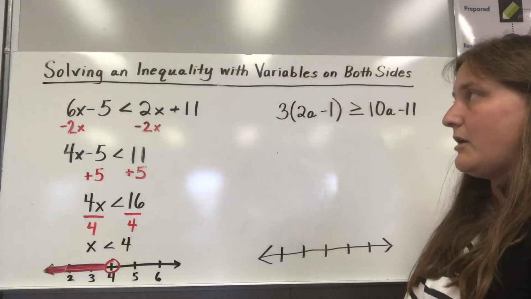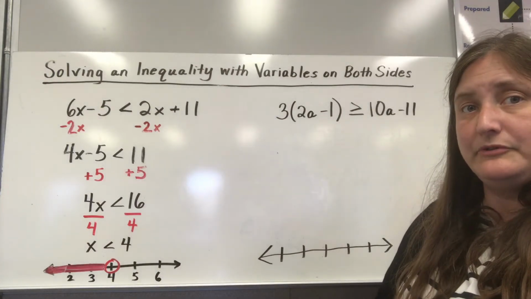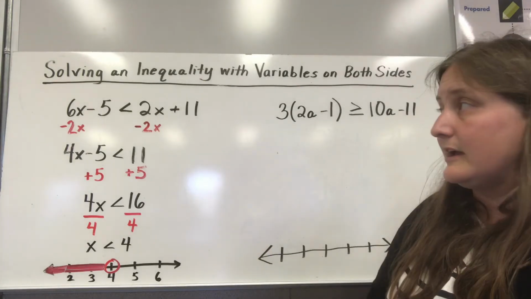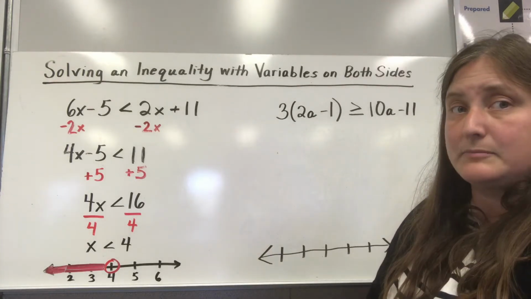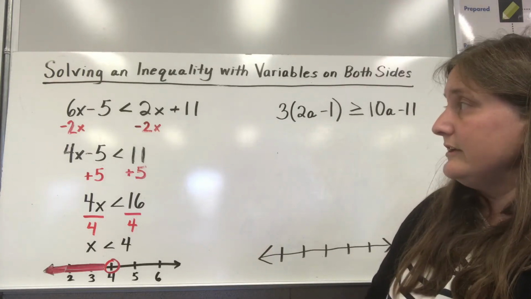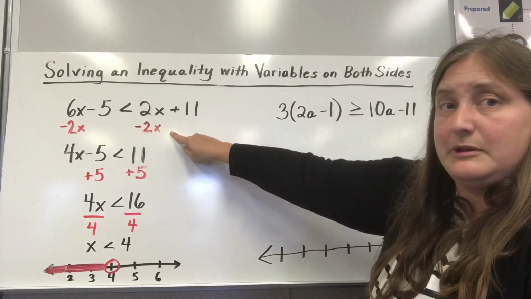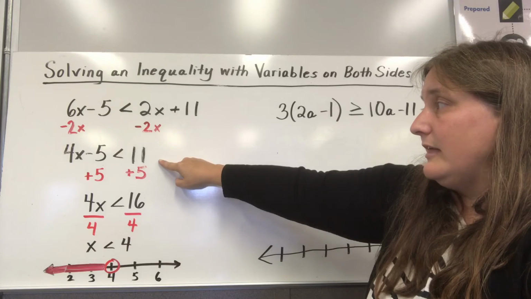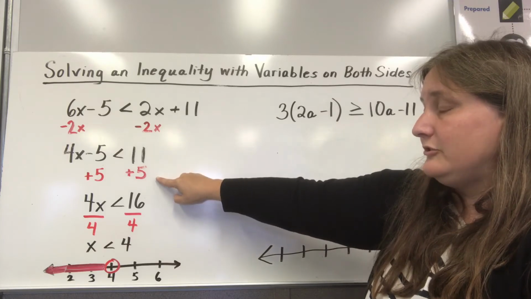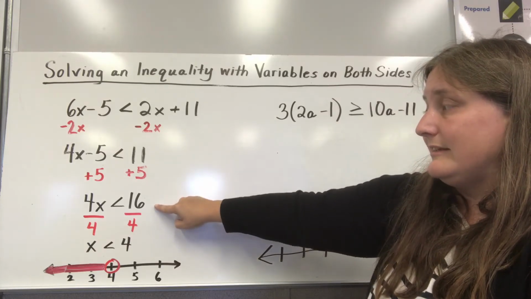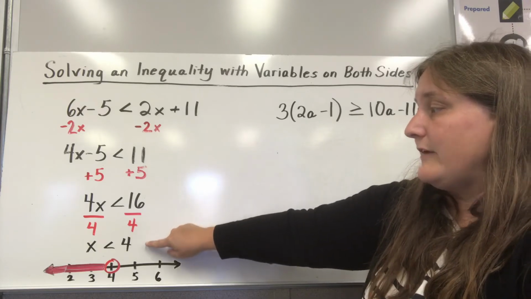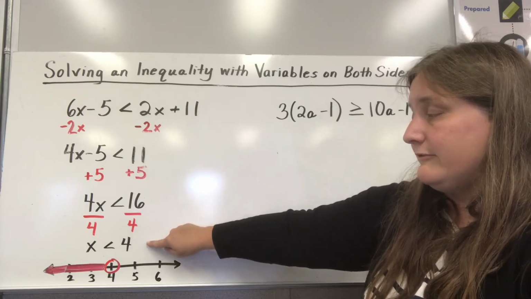I'll also come across inequalities where I have variables on both sides. Like here I've got an x on both sides. I've got 6x minus 5 is less than 2x plus 11. To solve this, I subtracted 2x from each side, which left me with 4x minus 5 is less than 11. Added 5 to each side, which gave me 4x is less than 16, and divided by positive 4, so my final solution is x is less than 4.